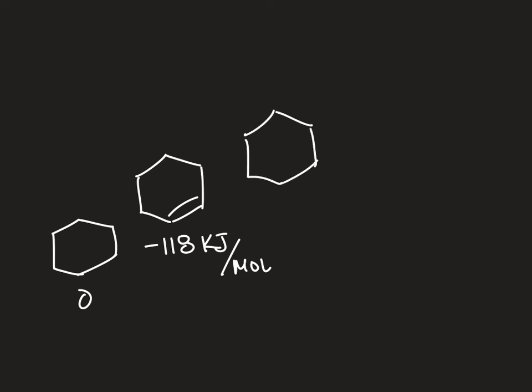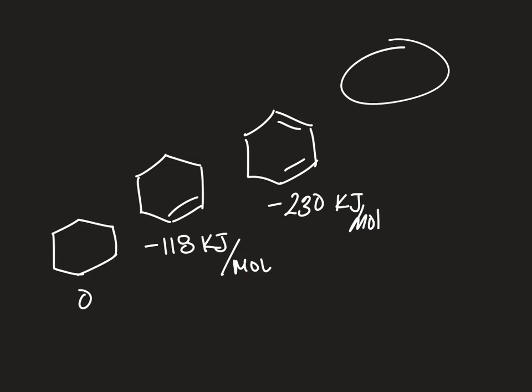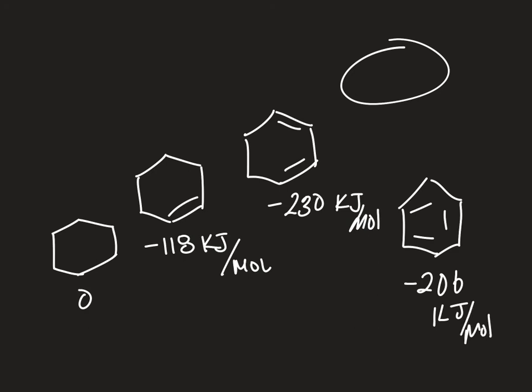Add in a second double bond. Notice here the double bonds are conjugated, which we talked about in an earlier chapter. We are now at 230 kilojoules per mole. If we kept going with this pattern, you would expect benzene to be a little bit higher yet, but actually it falls down to where we are at 206 kilojoules per mole. So its stability is somewhere in between the cyclohexene and the diene version.